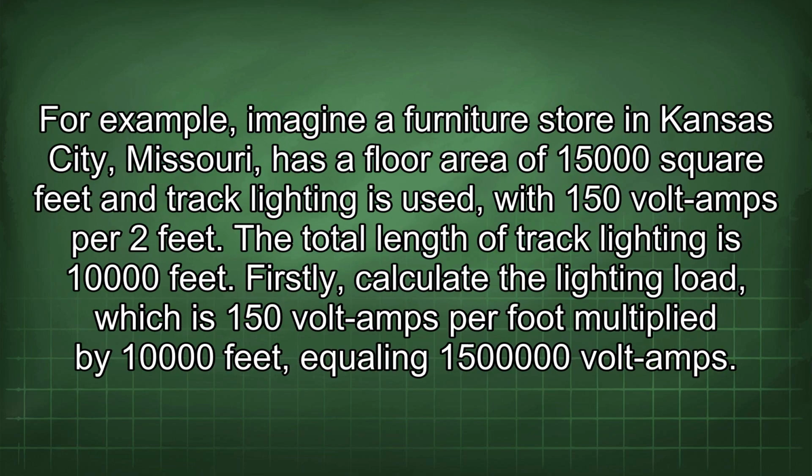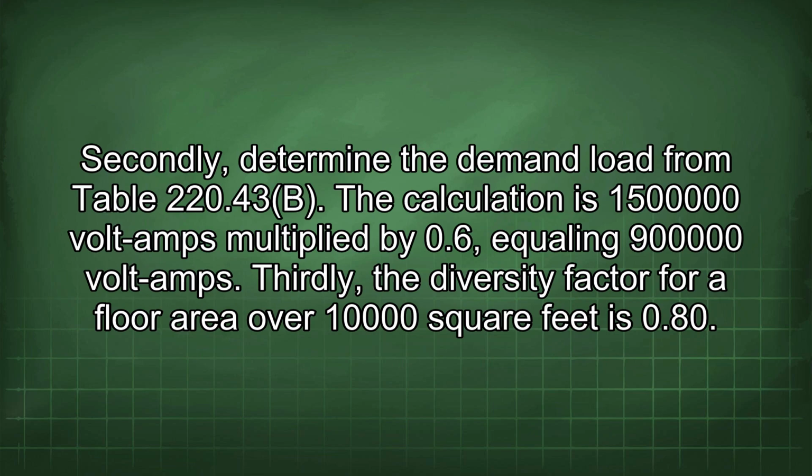For example, imagine a furniture store in Kansas City, Missouri has a floor area of 15,000 square feet and track lighting is used, with 150 volt amps per foot. The total length of track lighting is 10,000 feet. Firstly, calculate the lighting load, which is 150 volt amps per foot multiplied by 10,000 feet, equaling 1,500,000 volt amps. Secondly, determine the demand load from Table 220.43(b). The calculation is 1,500,000 volt amps multiplied by 0.6, equaling 900,000 volt amps.